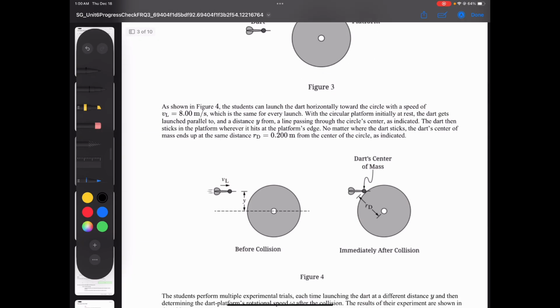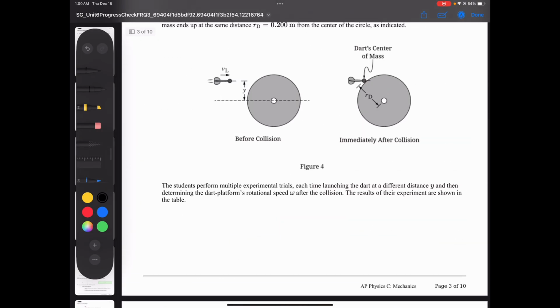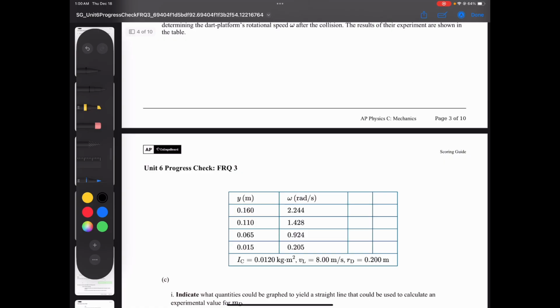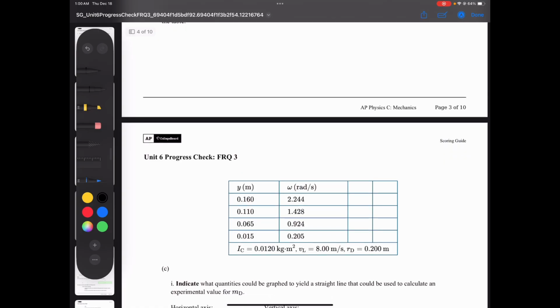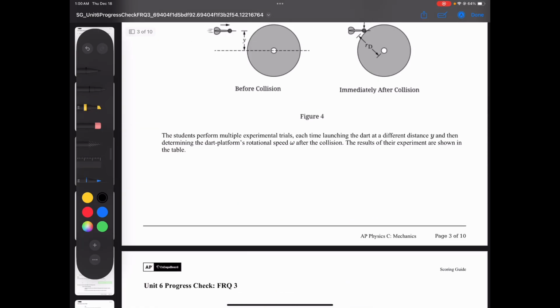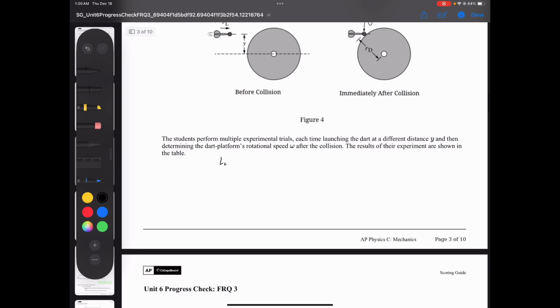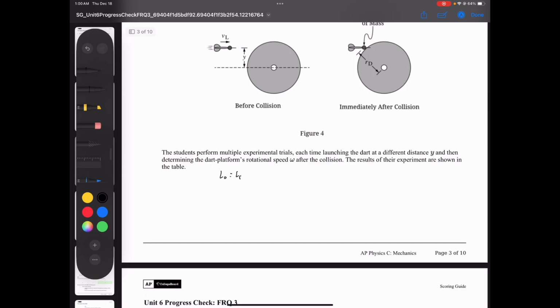All right, so basically they make you do it twice, except for a different experiment. They're really making sure you know how to draw these graphs. So let's just write out the equations here. I know conservation of angular momentum. The angular momentum of the dart before the collision: well, the circular platform is not moving, so it doesn't have an angular momentum, but the dart does, because it's some distance away from the axis of rotation.